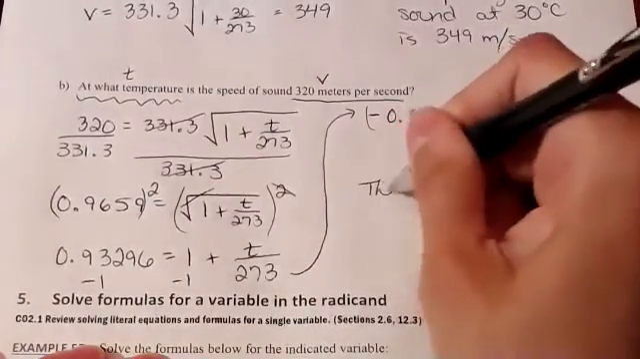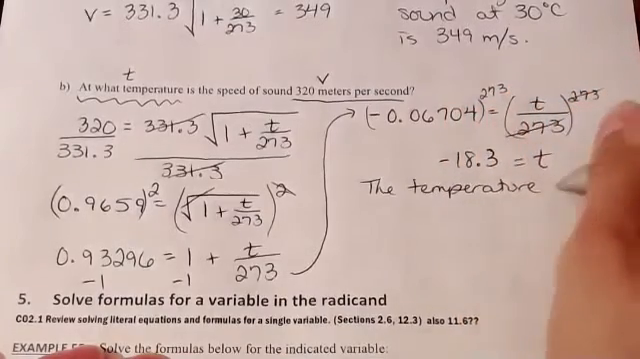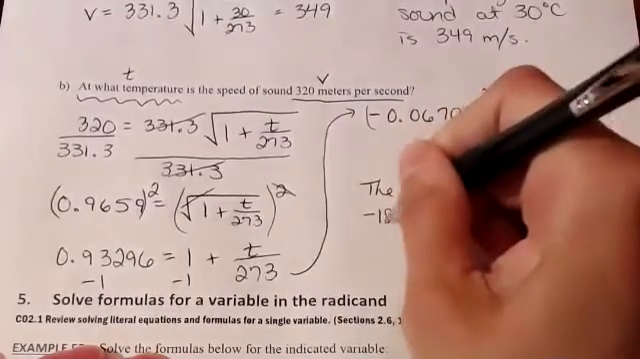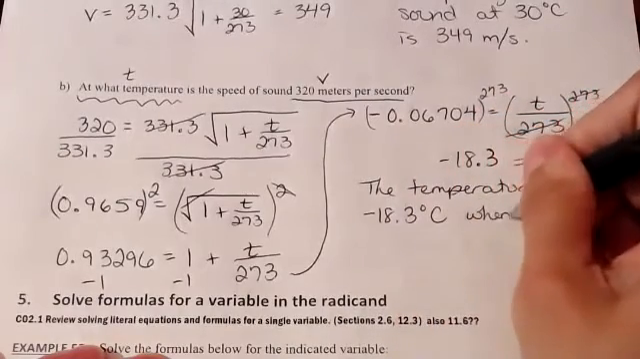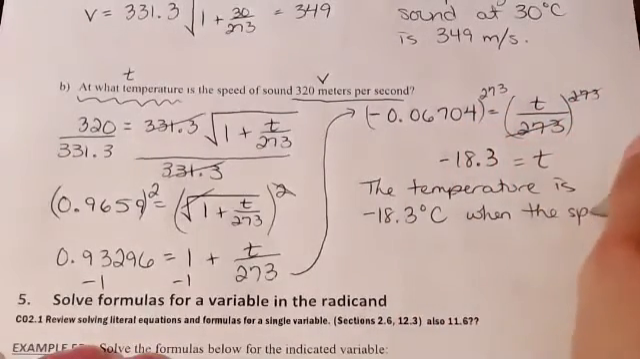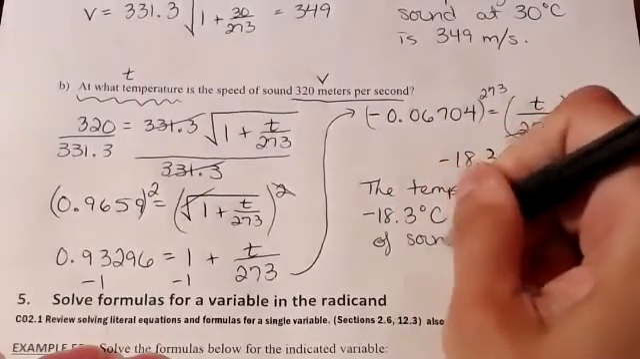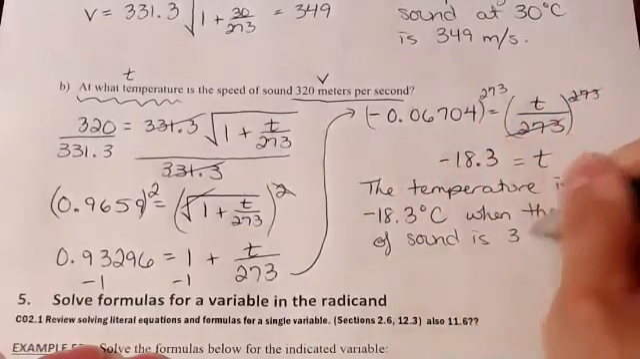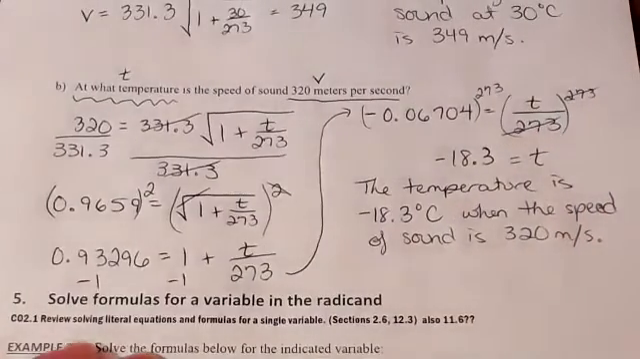So the temperature is negative 18.3 degrees Celsius when the speed of sound is 320 meters per second. Cool. Perfect. We're done.